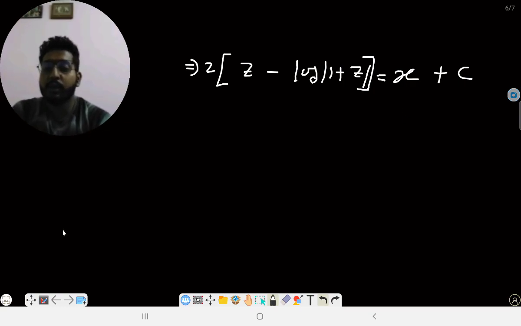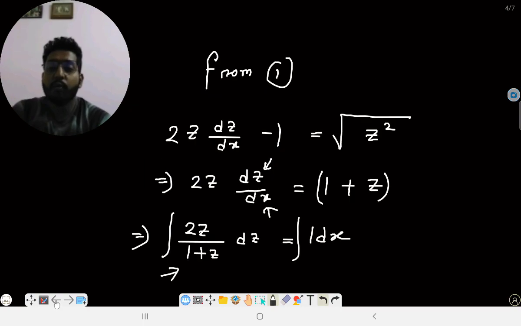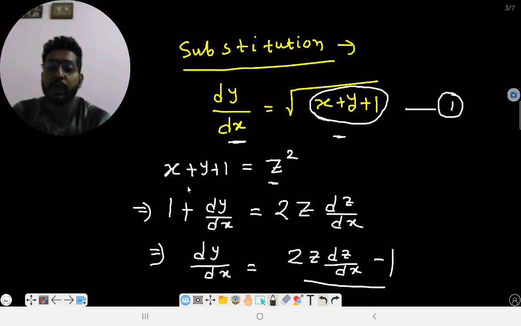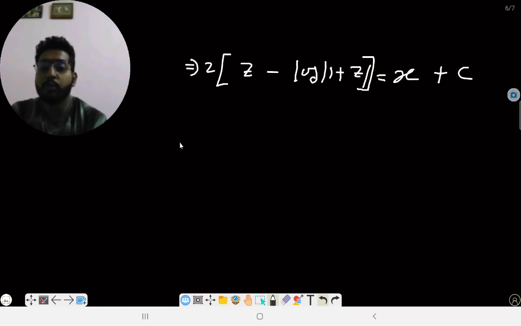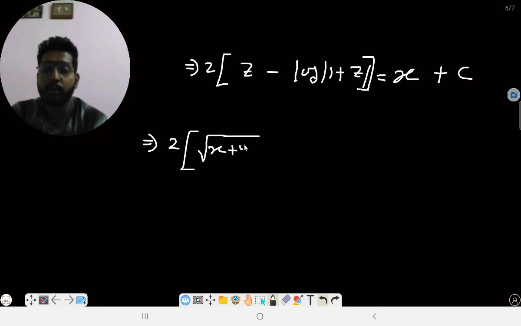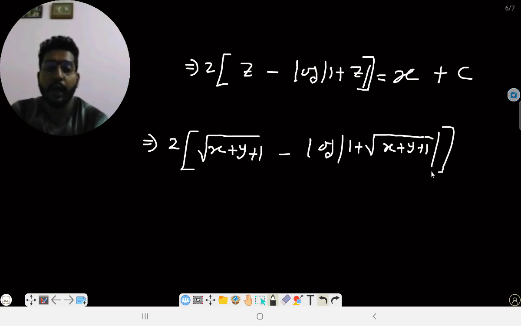Now we can see there is a z, so what is z? From here we can see the value of z. The value of z is root over x plus y plus 1, so here it will be root over x plus y plus 1 minus log mod 1 plus z. Z means again root over x plus y plus 1, and then it will be x plus c. Done. So this is the way to solve this type of problem.